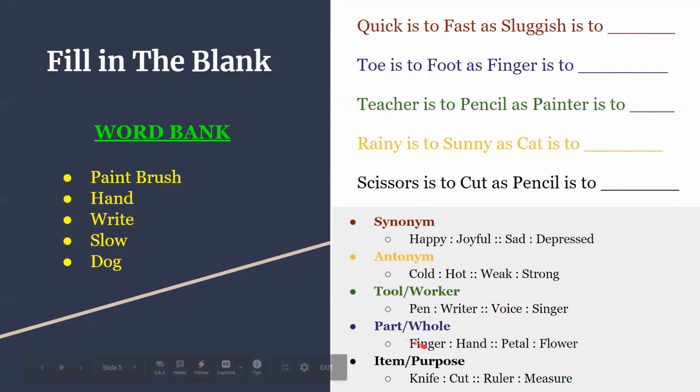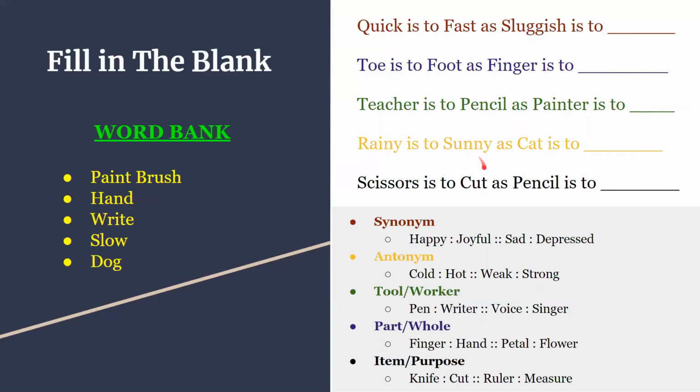And this one we see blue and blue, so part and whole. So finger is to, well, this one may have given you a little bit of an answer, but that's okay. So same thing. So we see it's a part to a whole, so a part to a whole. So we have hand. And then rainy is to sunny. Okay, so those two sound like opposites to me. Oh look, yellow antonym. Cat is to right. Just kidding. Cat is to dog.